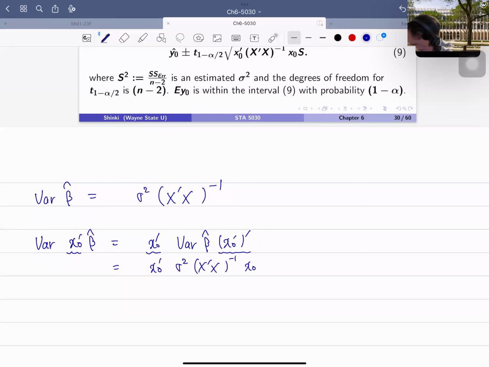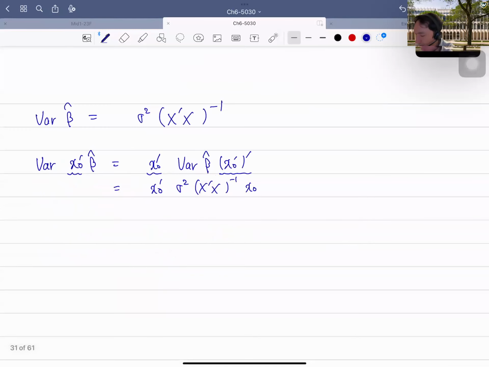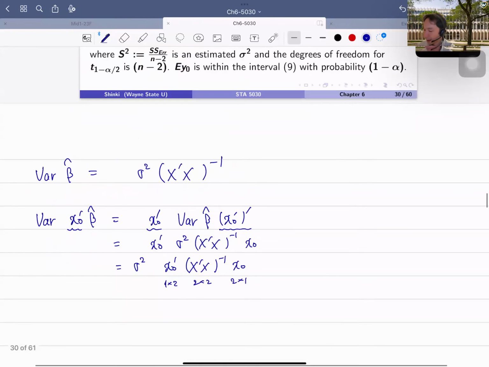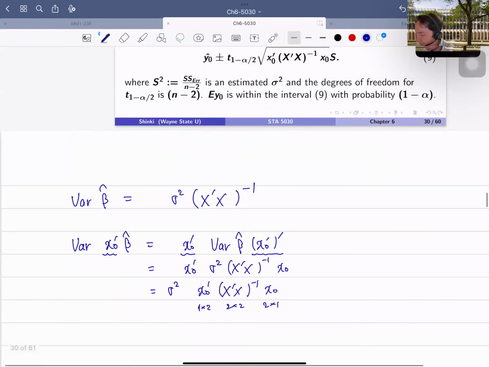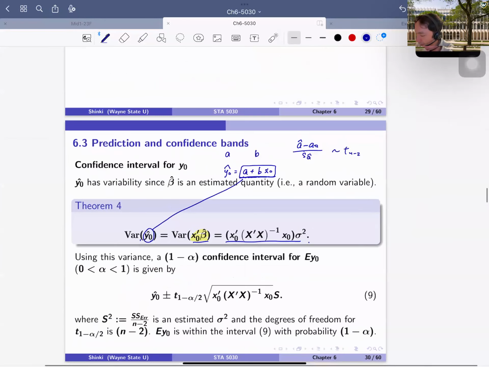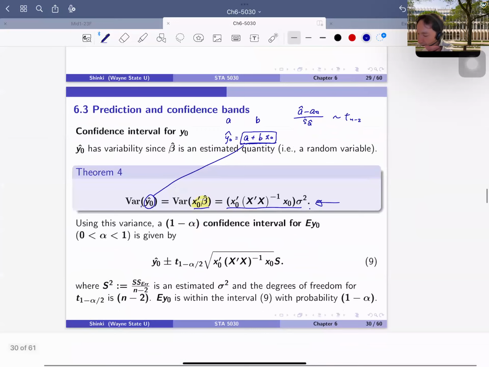Sigma squared is a constant. X naught transpose is a 1 by 2 matrix, and then X prime X inverse is 2 by 2, and X naught is 2 by 1. So this is a scalar. So you can get this, and that is what appears here. So this is the proof.